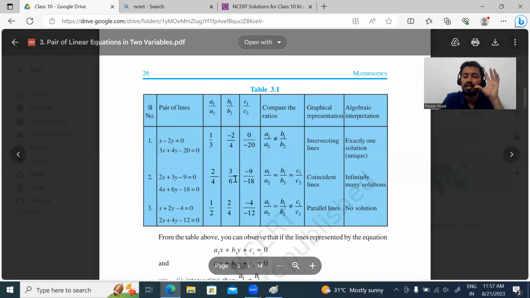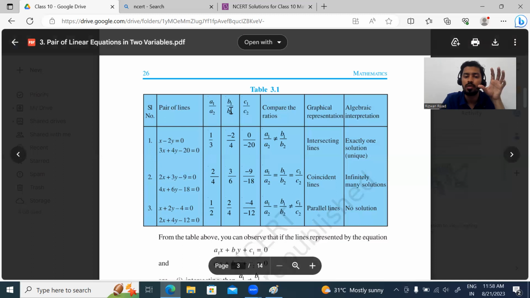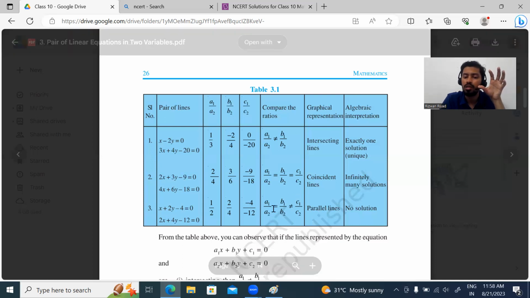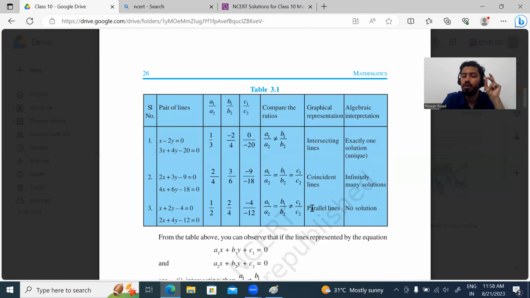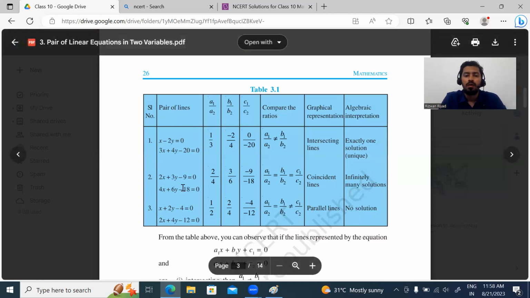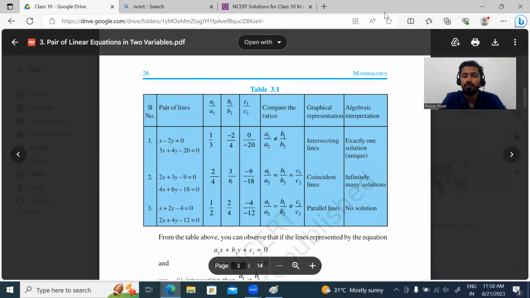By analyzing A1, A2, B1, B2, and C1, C2, or A1 by A2, B1 by B2, C1 by C2, and checking for these conditions, you can find whether it's intersecting lines, coincident lines, or parallel lines. Okay. So I hope all the topics discussed till now are clear for you.